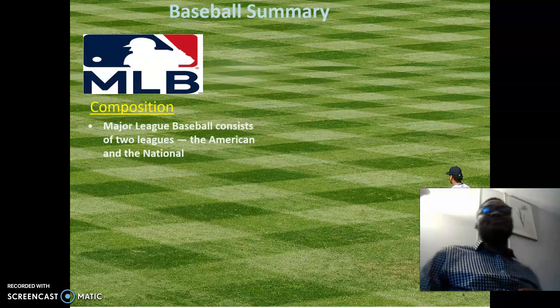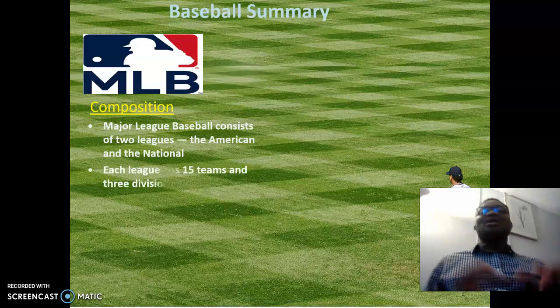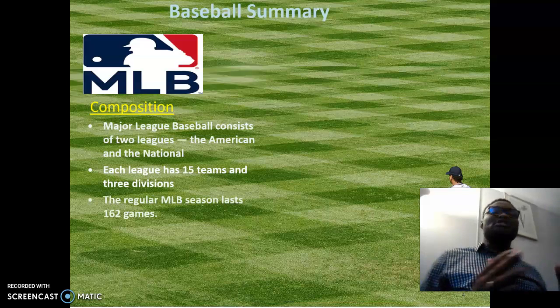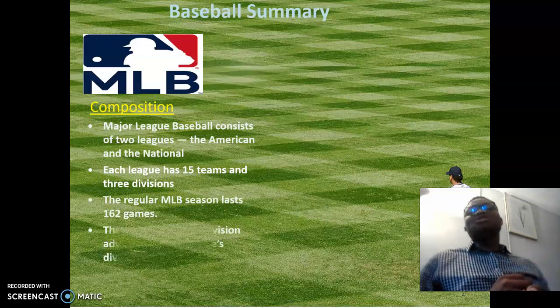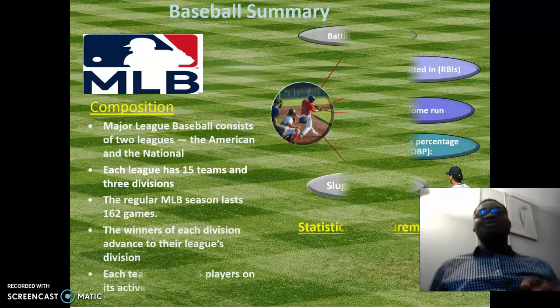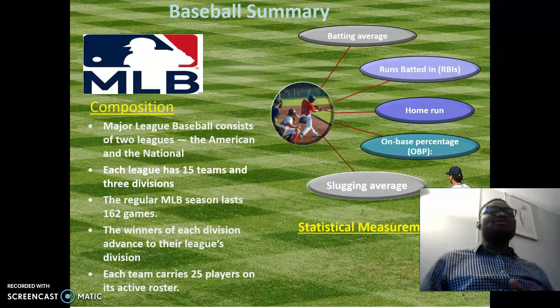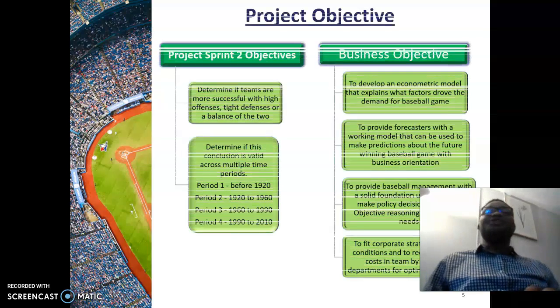Major League Baseball consists of 2 leagues, the American and the National. Each league has 15 teams and 3 divisions. The season lasts for 162 games. The winner of each division advances to the league division championship, and each team has a minimum of 25 players on its active roster. We have statistical measurements to determine the performance and rate, including the batting average, runs batted in, home runs, on-base percentage, and slugging average.